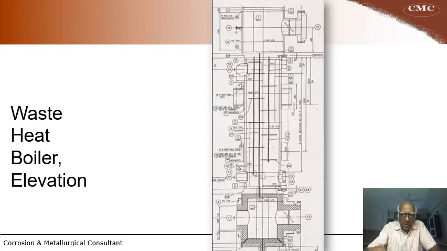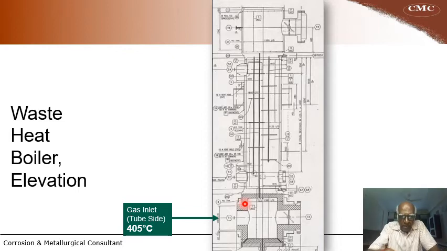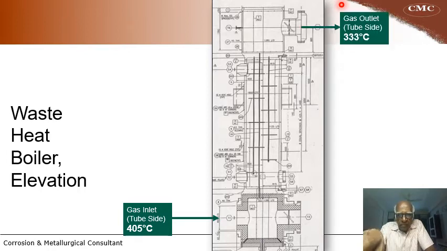What you are seeing is the elevation of the waste heat boiler. The hot gases enter the tube side at 405 degrees centigrade, and then it travels upwards and then exits at 333 degrees centigrade on the gas outlet nozzle on the top.